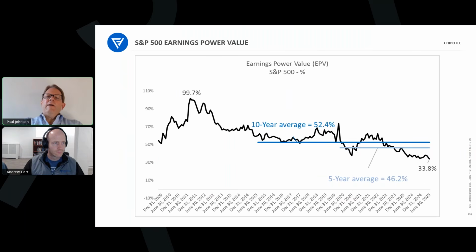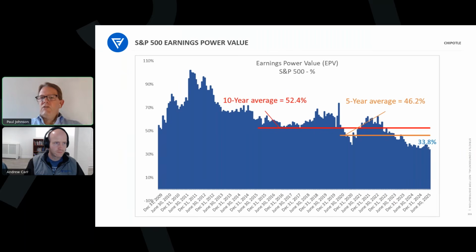All right, so there's your earnings power value. It's down to 34%. The chart goes back for 15 years. It's the lowest it's been in like 25 years. Here's that just stacked in blue. There's your 5-year average or 10-year average.